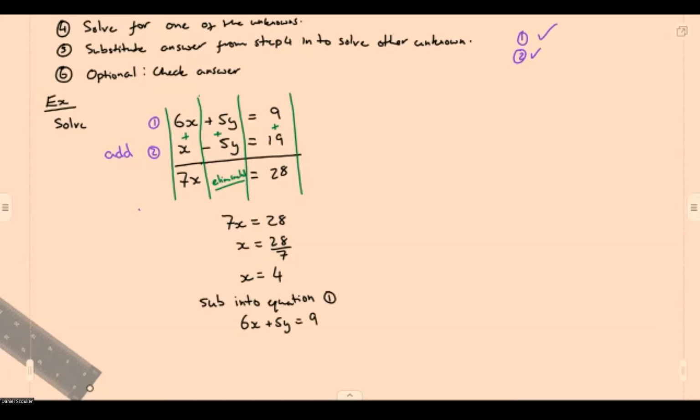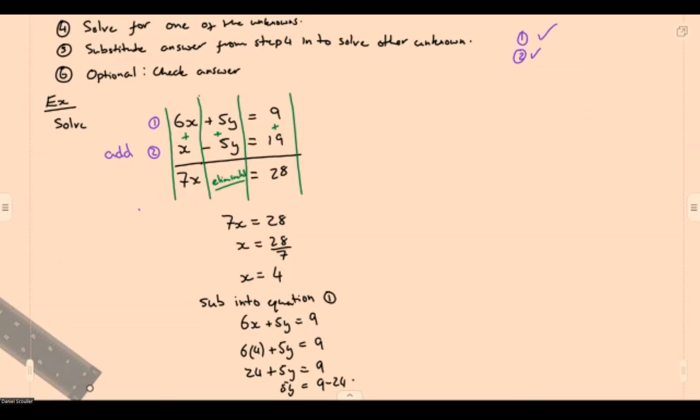Where I've got the letter x, I'm going to substitute in that number 4. So 6x means 6 multiplied by 4 plus 5y equals 9. Okay, so 24 plus 5y equals 9. 5y equals 9 minus 24.